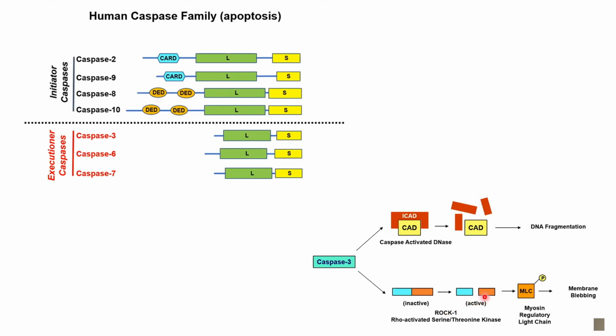And this active ROCK1 will now lead to the phosphorylation of this myosin regulatory light chain, MLC protein. And this phosphorylated MLC protein will act by a certain mechanism to induce membrane blebbing. Okay. So myosin is a filament, intermediary filament, and this will lead to the membrane blebbing process. So DNA fragmentation and membrane blebbing were two physiological consequences of the apoptosis pathway, and that is done through two different mechanisms, the activation of caspase 3.